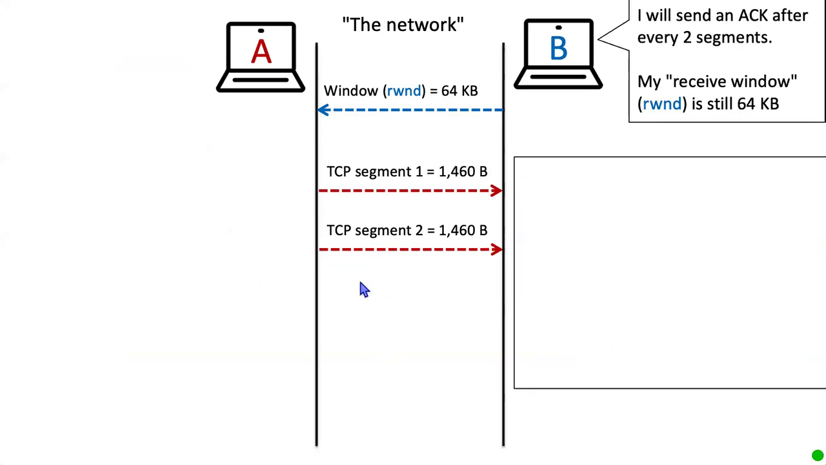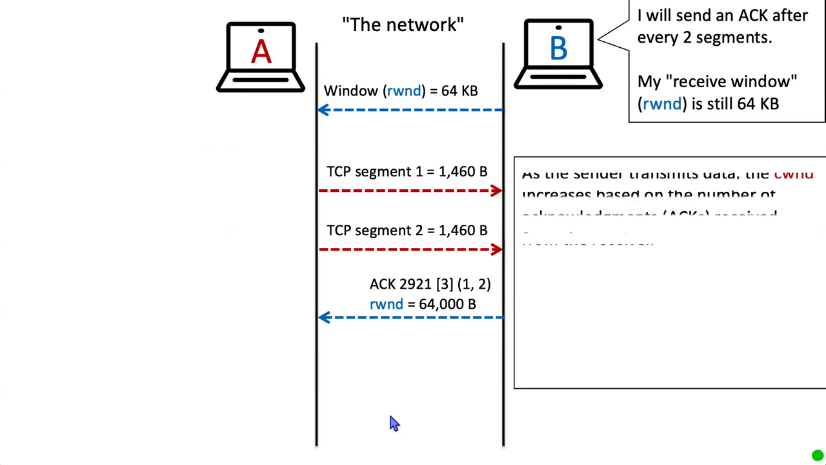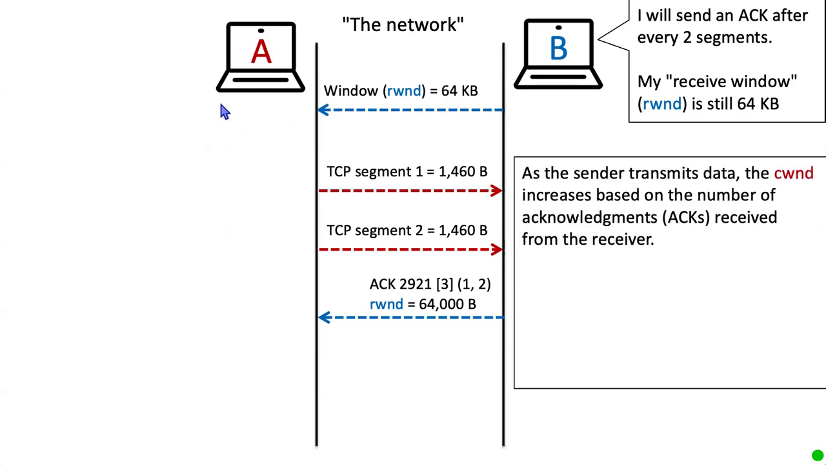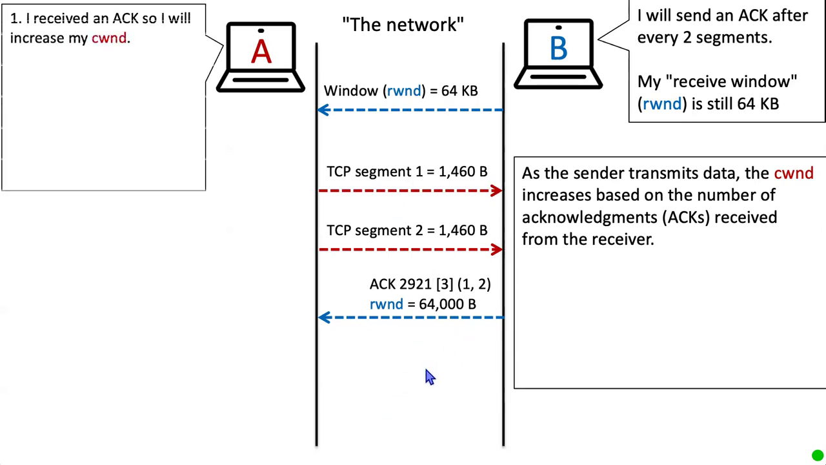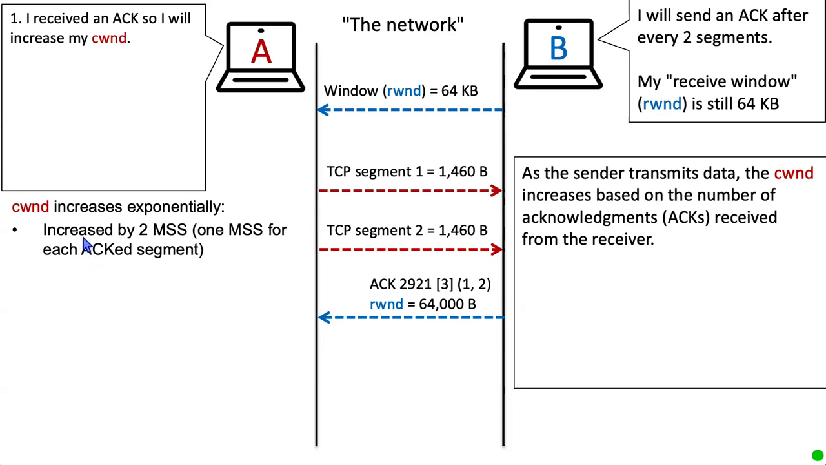Okay. So PCA sends a couple of segments. Let's see what happens. PCA sends 2 segments. It just received an acknowledgement for those 2 that PCB says, I got those segments. As the sender, PCA transmits data. The congestion window increases based on the number of acknowledgements received from PCB. So it just sent the first 2 segments, received an acknowledgement. Okay, so this is where PCA actually increases its congestion window. It's going to increase exponentially. Okay, it's going to increase by 2 maximum segment sizes, 1 for each segment that it sends.